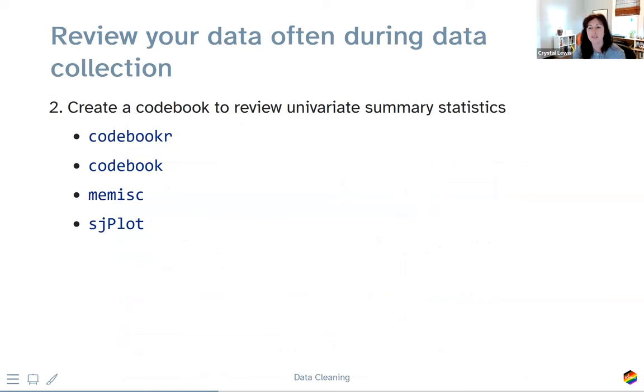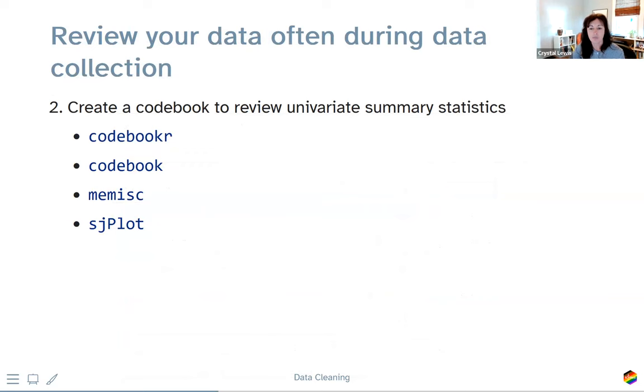A second option for reviewing your data during collection is to create a codebook. Codebooks provide descriptive variable level information as well as univariate summary statistics like means and ranges and counts. There are several R packages that automate the creation of codebooks. I'm showing four here, but there are many more.